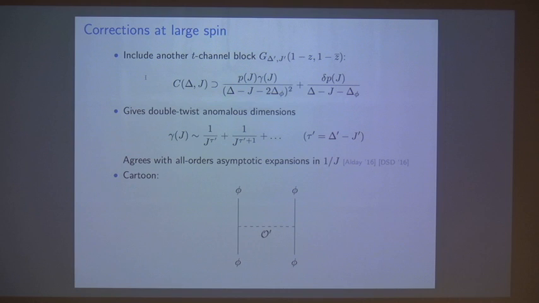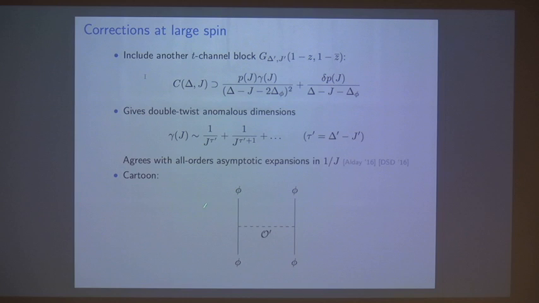And the expressions you get from the inversion integral agree with all orders asymptotic expansions in 1 over j that were worked out previously. So this is an extremely efficient way to reproduce those large spin results to all orders in 1 over j. And here's a cartoon to help visualize what's going on.